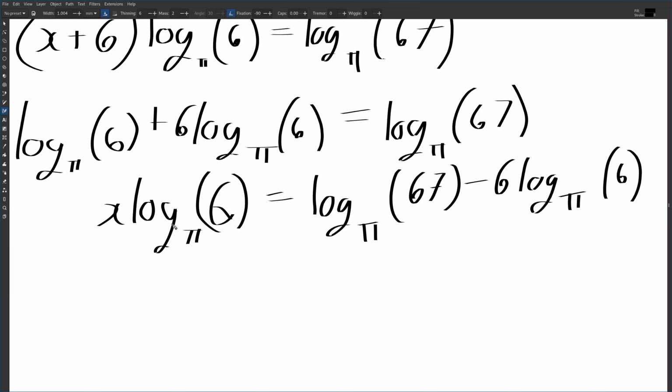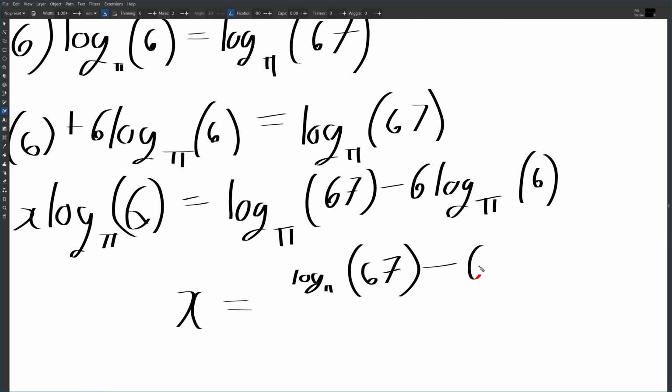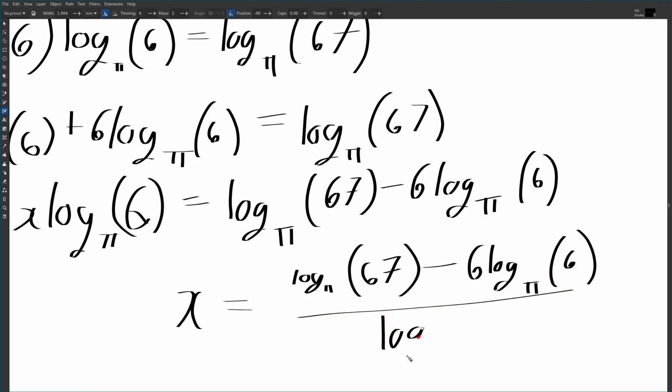And finally, we can divide by log base pi of 6. So we're going to have x is equal to the right-hand side divided by log base pi of 6. So log base pi of 67 minus 6 log base pi of 6, all divided by log base pi of 6. Okay, and that is an answer.